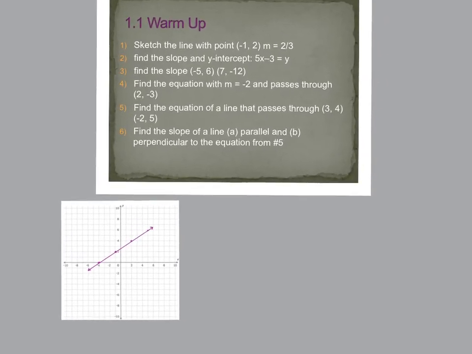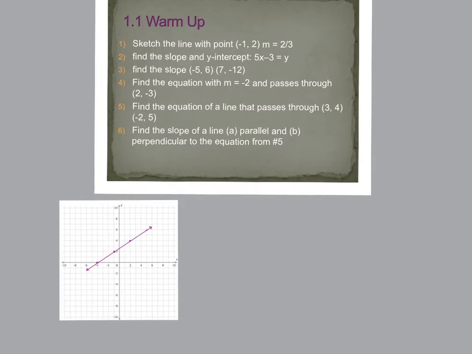Number 2 says find the slope and the y-intercept of the equation. So if it's already in slope-intercept form, just like this is, then the m, or the number attached to the x, is your slope. So here m is 5. And the y-intercept is the number that's by itself. So my y-intercept, and I'm going to write it in point form, is (0, -3).